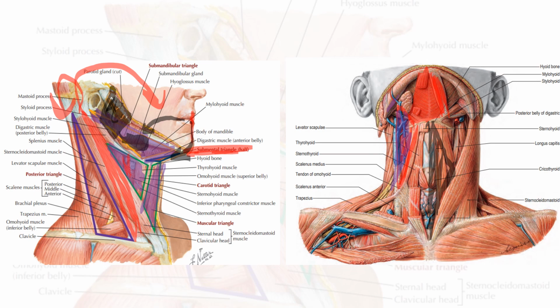Then in carotid, common carotid, external carotid, internal carotid with branches of external carotid artery, the internal jugular vein, and the vagus nerve and the other nerves, hypoglossal nerve, etc. The muscular triangle only contains muscles. Those are infrahyoid muscles below the hyoid.